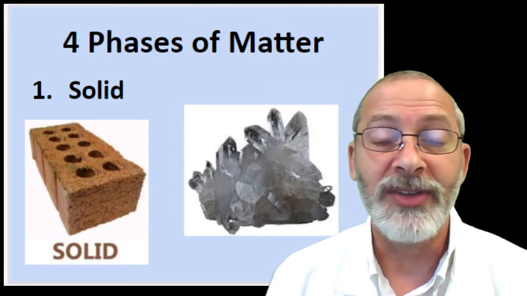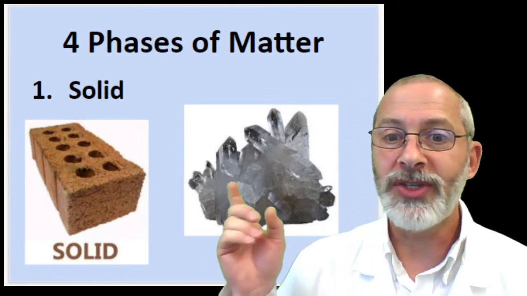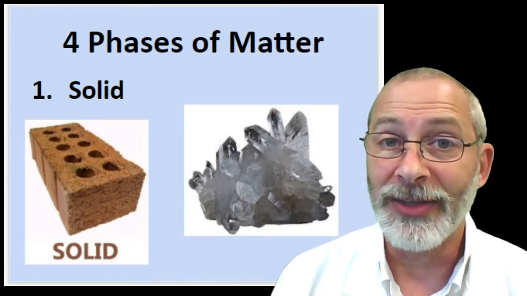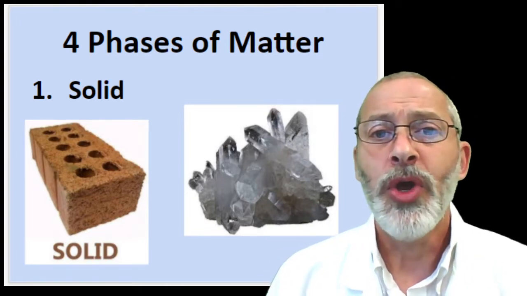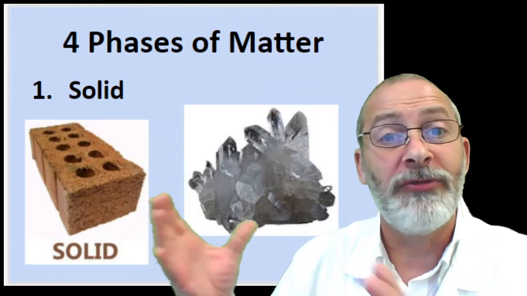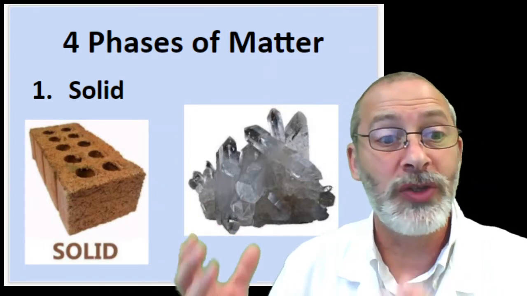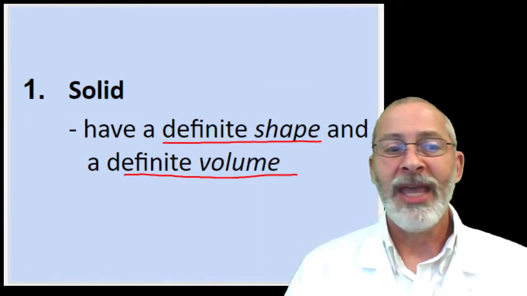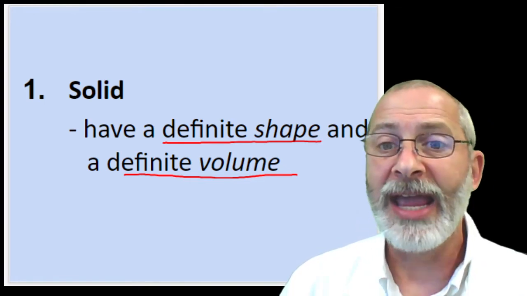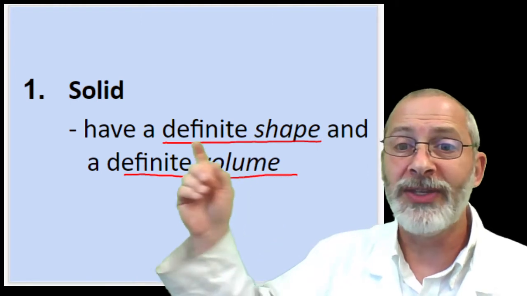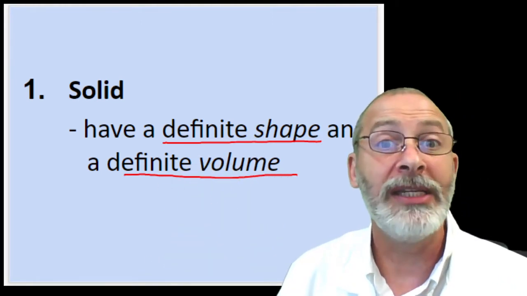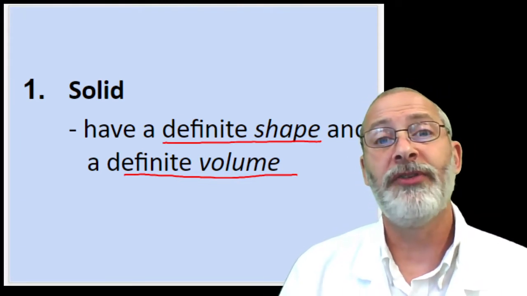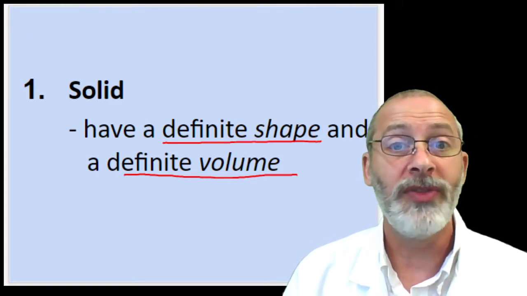A brick, obviously an example of a solid, and crystals here. What beautiful crystals, these quartz crystals. Certainly another example of solids. But in terms of what's going on within these types of materials that we call solids, how do we really describe this phase more scientifically? Well, solids have a definite shape and a definite volume. And I've underlined some words here for a reason. It's probably a good idea for you to underline them in your notes as well, because you're going to have to be able to describe and define these different phases of matter, starting with solids.